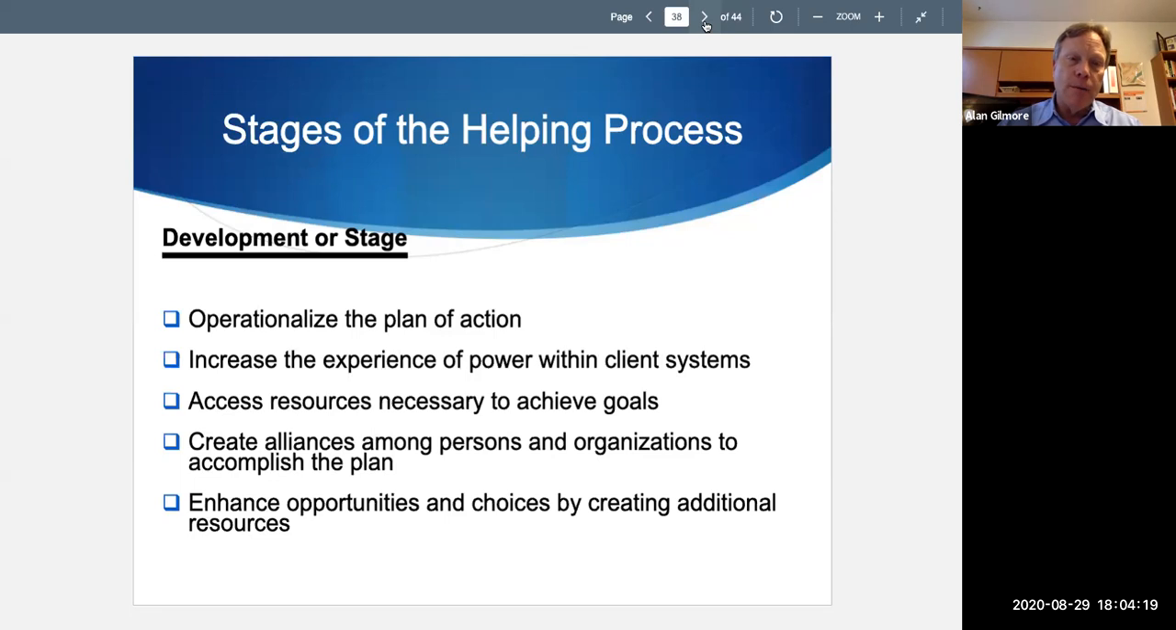Development stage: this is to operationalize the plan of action, increase the experience of power within the client system, access resources necessary to achieve goals, create alliances among persons and organizations to accomplish the plan, and enhance opportunities and choices by creating additional resources. So this is really putting your plan into action. And this could be a period of several weeks, several months, years. It all depends on what you and the client have agreed to in terms of the length of the relationship.